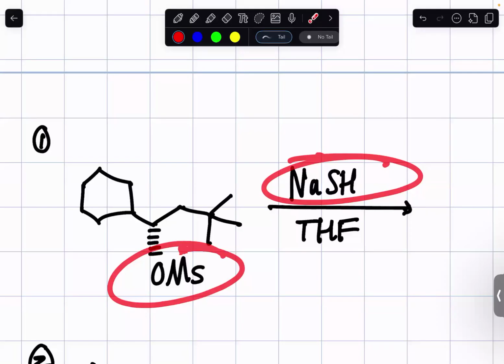So if it's how many carbons are connected, to see if there's enough space for an SN1 or SN2 reaction. Let's say SN2, we can do a backside attack and there's enough space. That's kind of my thought process.